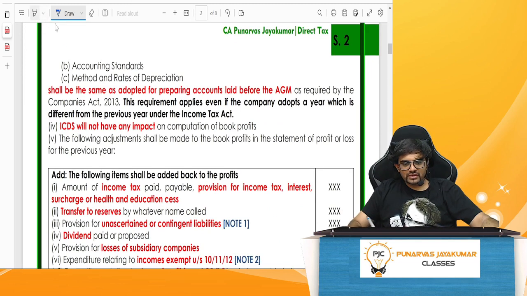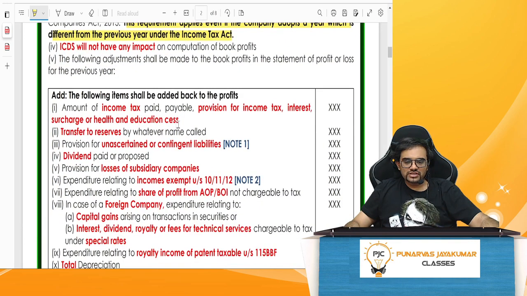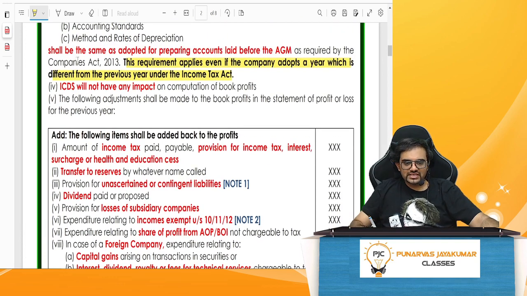This requirement will apply even if a company adopts a year which is different from the previous year under the Income Tax Act. Income Tax Act is April to March. Even if you follow January to December, which is possible in some cases in the Companies Act, here also you can do the needful. The following items shall be added back to the profits. These are the adjustments. Anyway, ICDS will not have any impact on computation of profit. ICDS will not have any major impact as such.